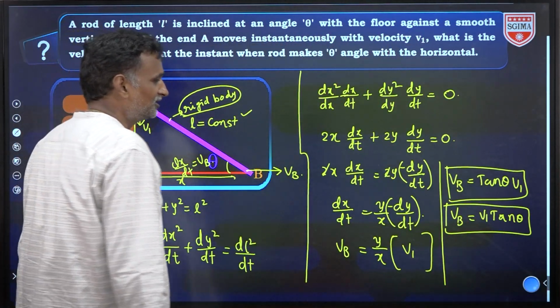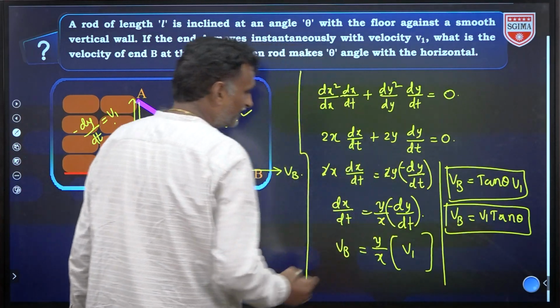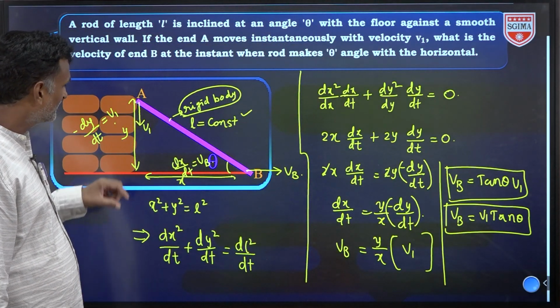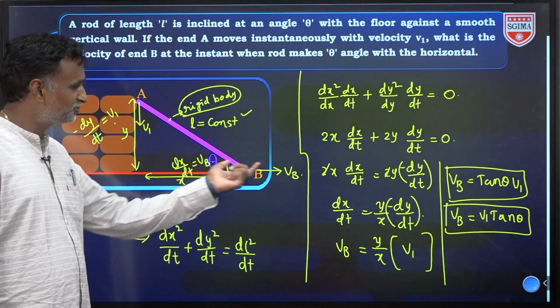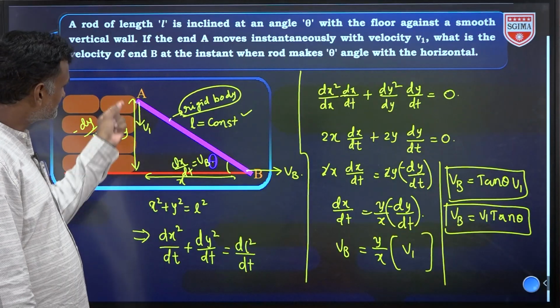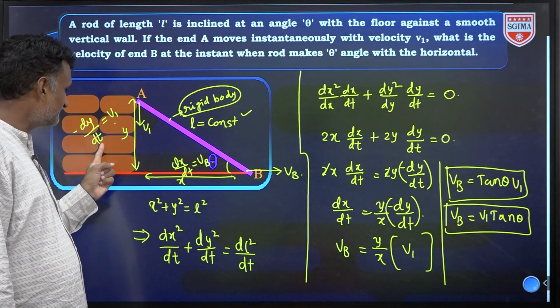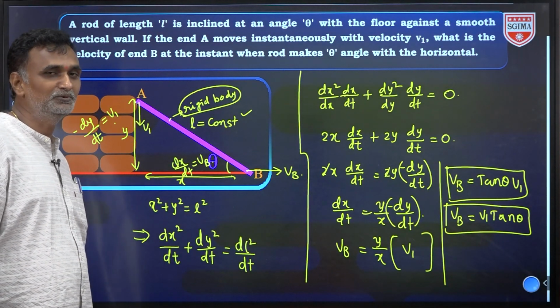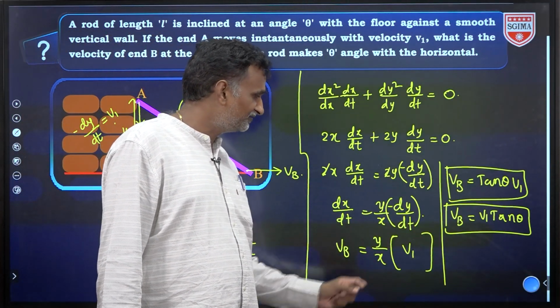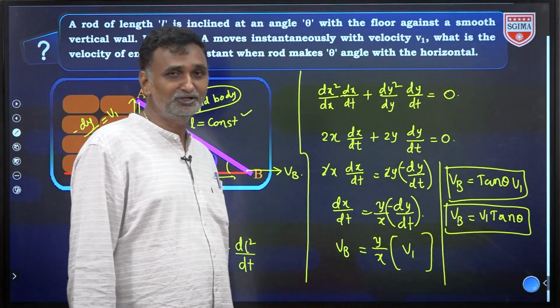So, here the minus dy/dt we have taken as V1. I have given the explanation: as x is increasing, we have taken dx/dt as Vb, plus only, and as y is decreasing, so minus dy/dt should be taken as V1, not plus.